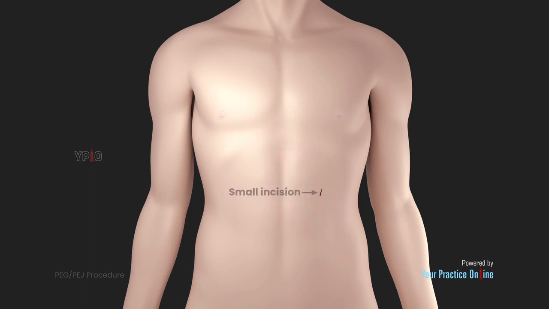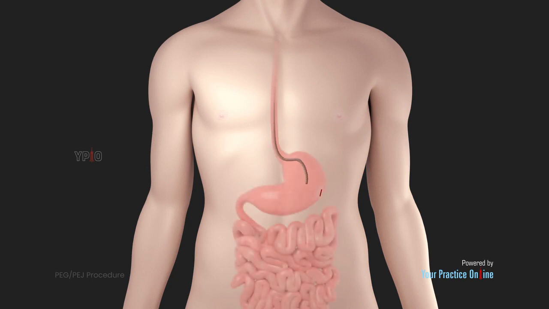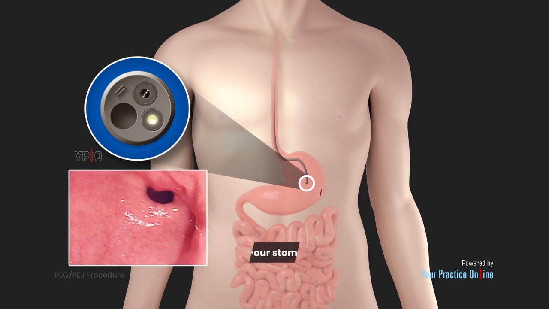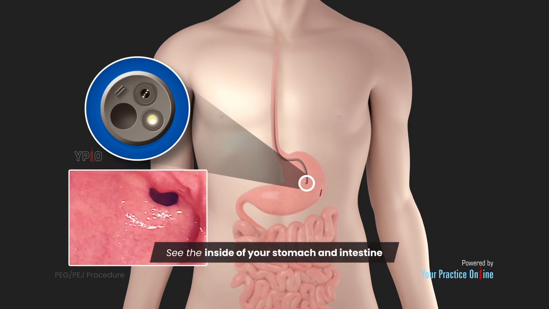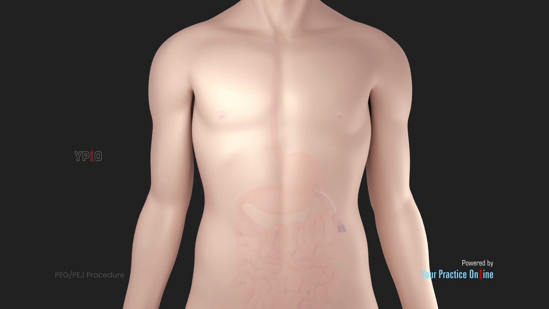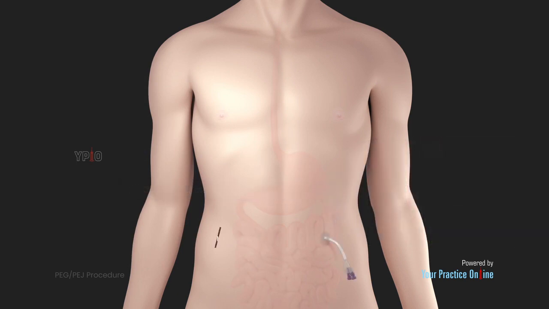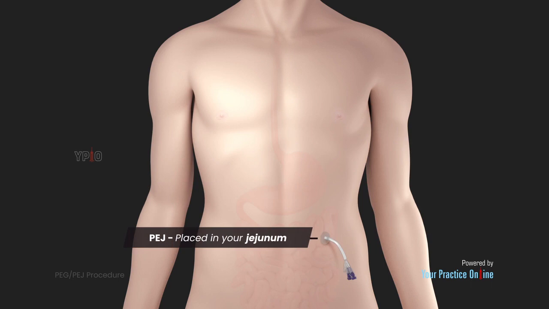A small incision is made on the abdomen, and a long, flexible instrument with a light and camera at the end, called an endoscope, is used to guide the feeding tube through the incision. Endoscopy enables your physician to see the inside of your stomach and intestine. A PEG is a feeding tube that is placed into your stomach, whereas a PEJ tube is placed in your jejunum, the second part of your small intestine.